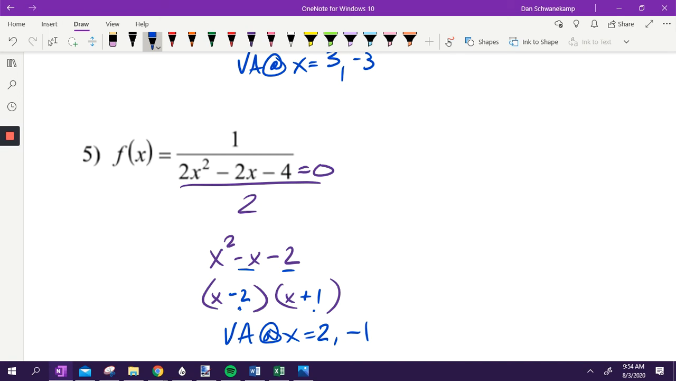If you don't believe me, plug in 2, you get 0 on bottom. Plug in -1, you get 0 on bottom. And if you get 0 on the bottom of a fraction, it's going to give you a vertical asymptote.